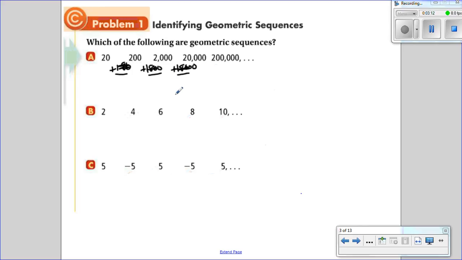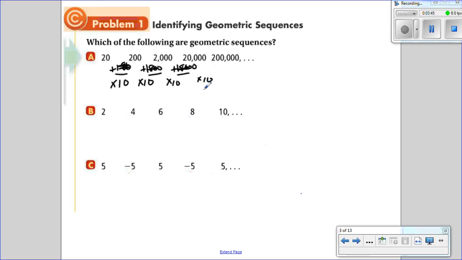So since those are not the same, it's not a geometric, right? Adding the same thing, even if it was the same, adding the same thing doesn't make it geometric. What else could you do? Well, you could multiply them. First one, you can multiply by 10, multiply by 10 again, multiply by 10 again, multiply by 10 again. So remember, geometric sequences is when we're looking for something being multiplied.